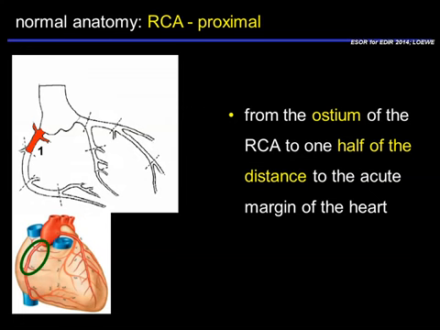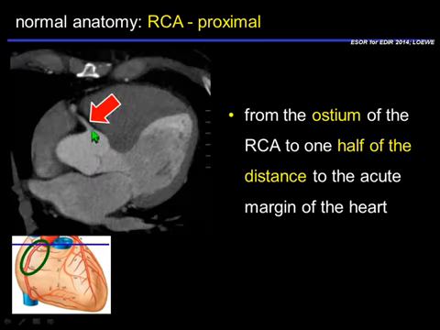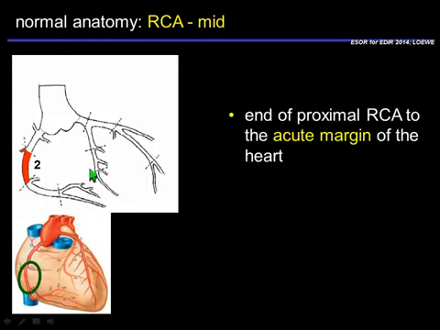It starts with segment number 1. It's the proximal RCA, coming from the ostium of the RCA to 1/2 of the distance to the acute margin of the heart. So on the normal axial slices at CT, the proximal RCA is usually seen in a horizontal shape. So this is the proximal segment, segment number 1 of the RCA.